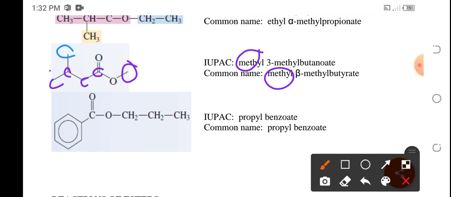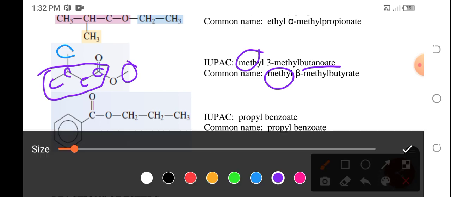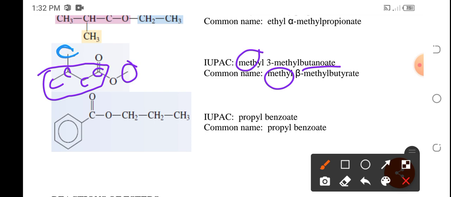So with this parent chain, we have four carbon atoms. So that is originally butanoic acid, but we are dropping the IC acid and replace it with ATE. So therefore, that would be butanoate. The substituent methyl has been attached on the carbon number 3, being the carbonyl group as carbon number 1. So if this is carbon number 1, then that is carbon number 3. So that is why we are putting 3 as a locant for methyl. Okay, so the IUPAC is methyl 3-methyl butanoate.